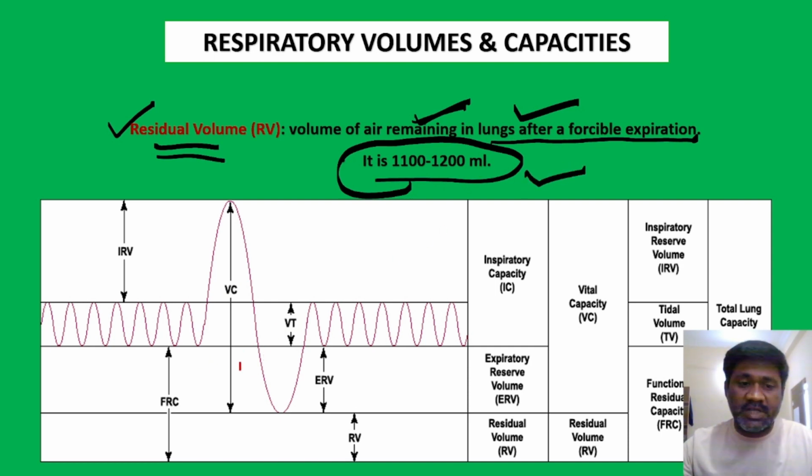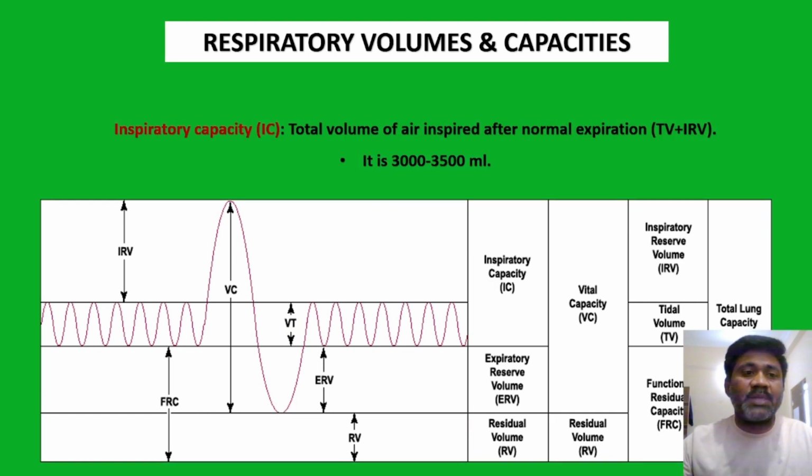Where can we represent this in this graph? Look at this. Between this line and this line, we are representing the RV, residual volume. How much residual volume? This represents 1100 to 1200 ml. Okay, now come to the next capacity.